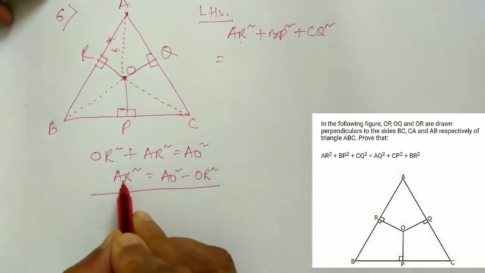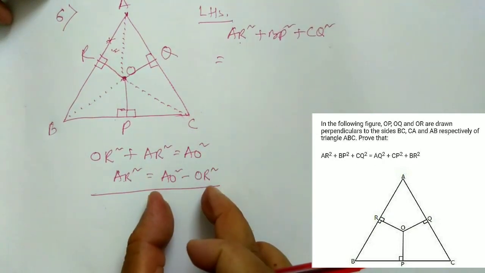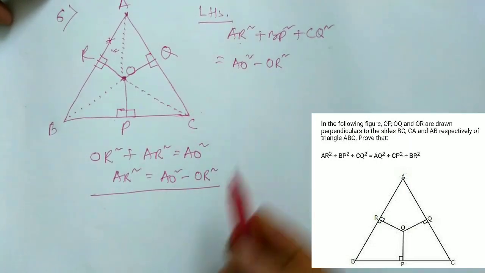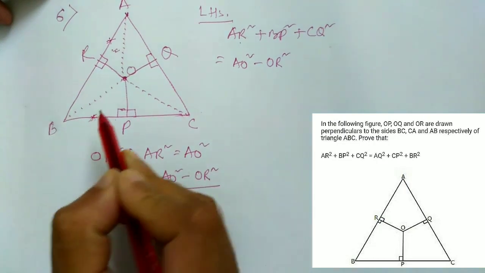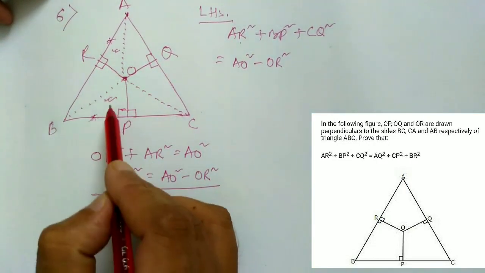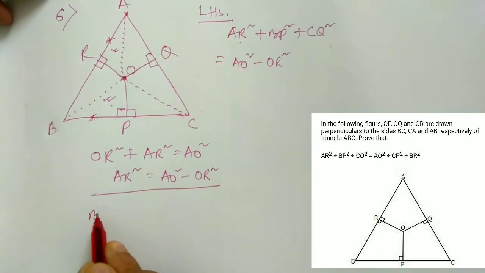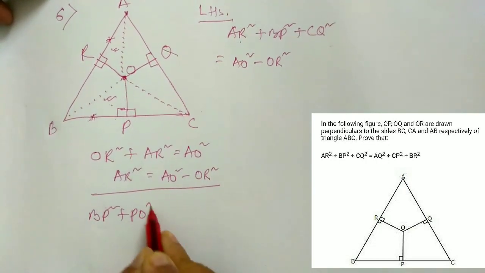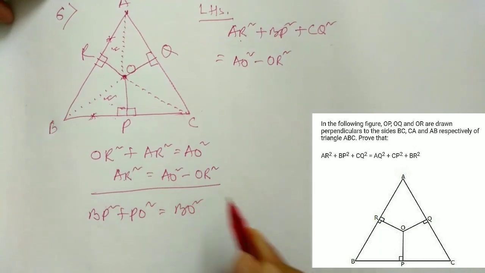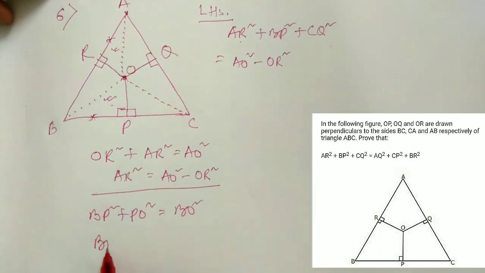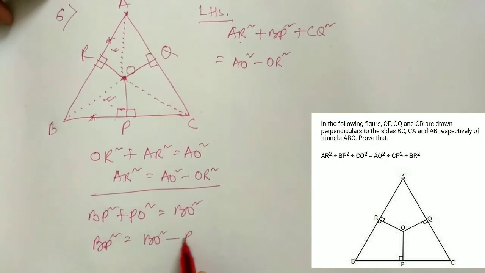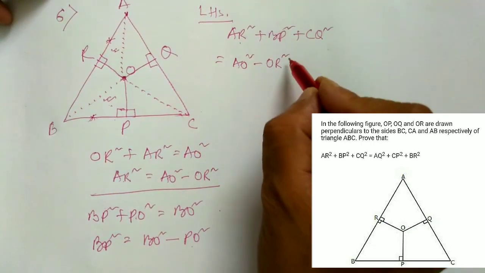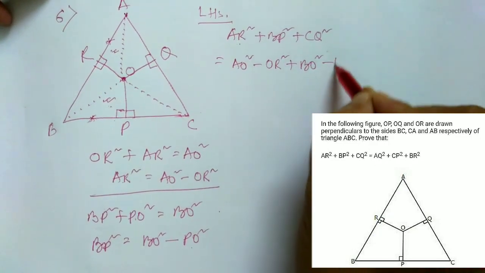So instead of this AR square, I will write AO square minus OR square. Fine. Now BP square. Where is BP? Here is BP, I mean this triangle. So from this triangle again we will use Pythagoras theorem: perpendicular square plus base square. BP square plus PO square equal to BO square. Fine. Now BP square equal to BO square minus PO square, this PO square is going there. So instead of this BP square, I will write this value, BO square minus PO square.